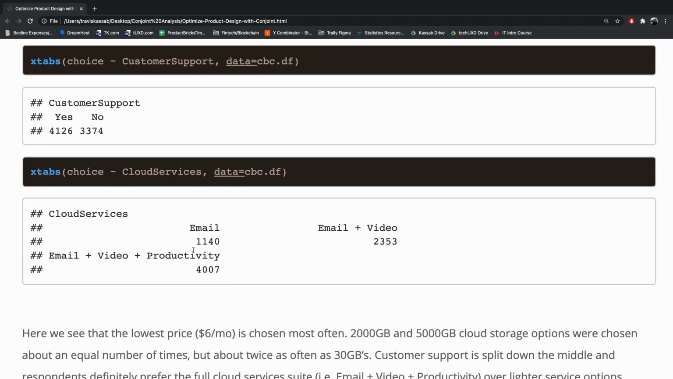Okay, and then cloud services: email only was chosen about 1,000 times, whereas the full suite with productivity and video call was chosen 4,000 times. Again, this makes sense. So basically what we've learned so far is that customers want a cheaper product and more features, right? More storage and more services. Okay, no problem. This is intuitive and it's a good check for us.